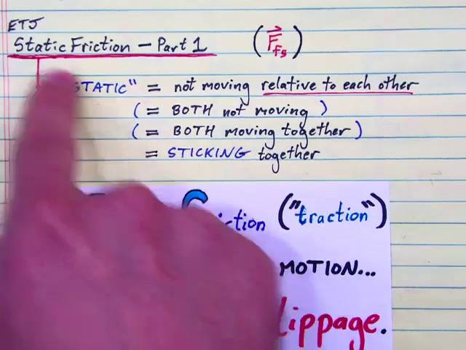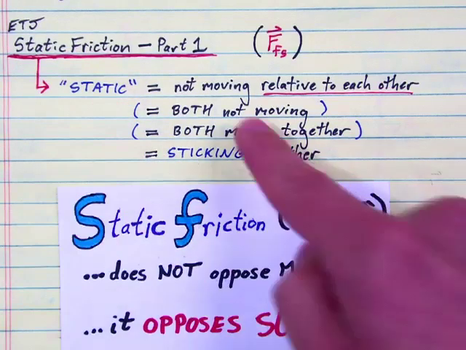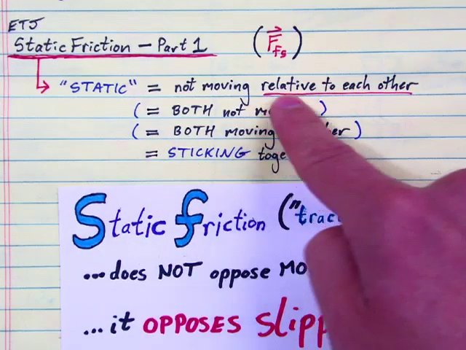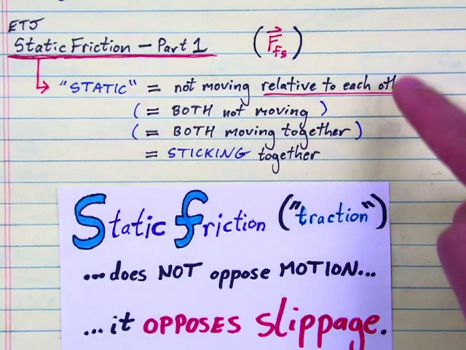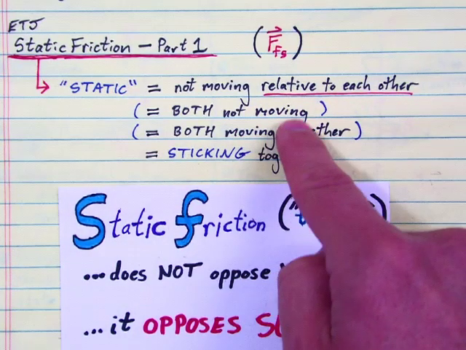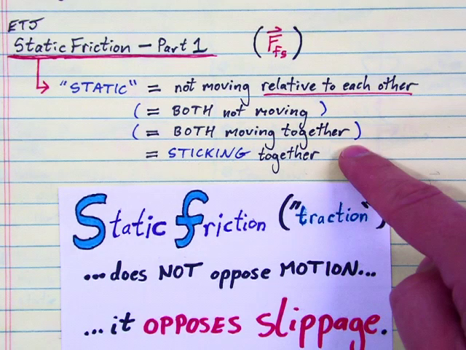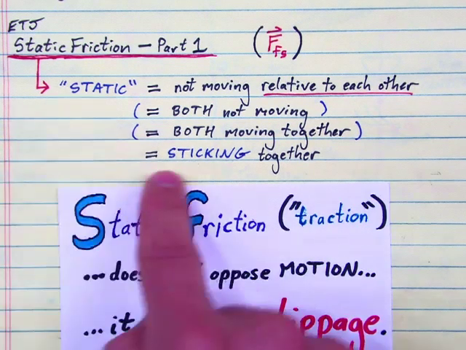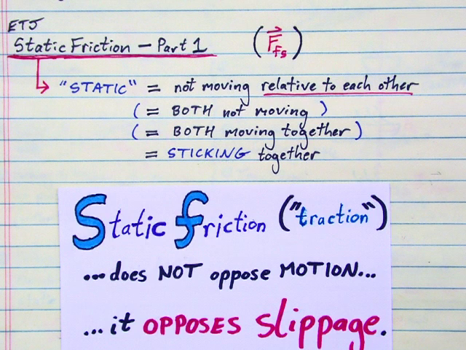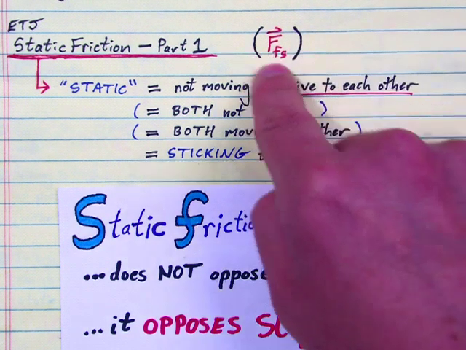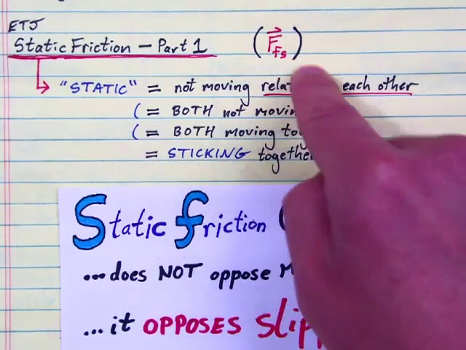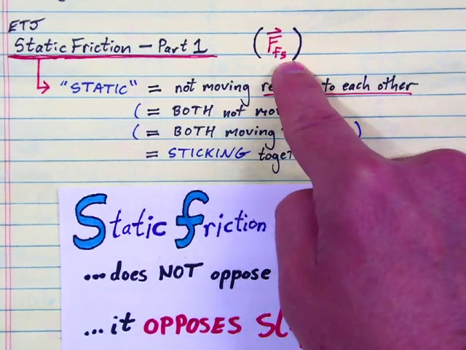The static in static friction means the two surfaces are not moving relative to each other. They're stuck to each other. So either both surfaces are not moving, or both surfaces are moving together, like the mass being carried on the tray. Surfaces are sticking together. That's what static friction is all about. We abbreviate it as F with a lower subscript S, as in friction of the static variety.